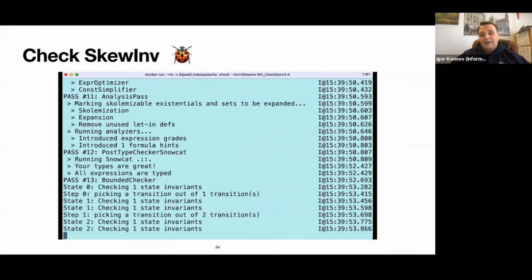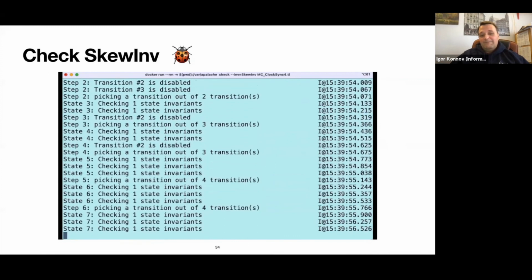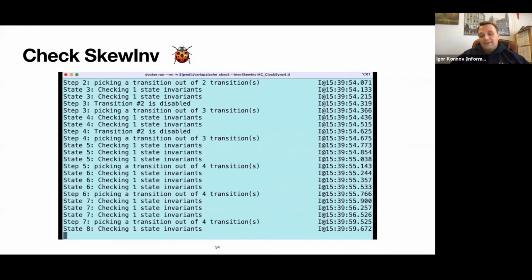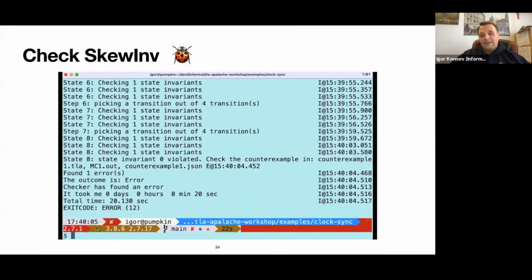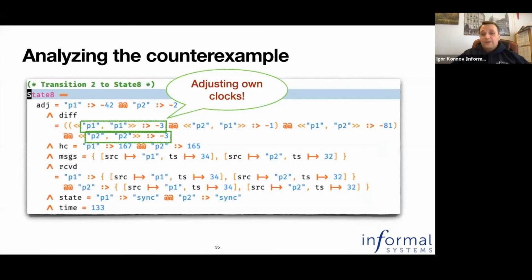And I haven't invented this bug. There is actually a bug in this specification, and I did it by accident. Apalache says there is a counterexample. I looked at the spec and the pseudocode, and then I looked at the counterexample. And what happened here is that the processes themselves are adjusting their own clocks. This is kind of unexpected, right?